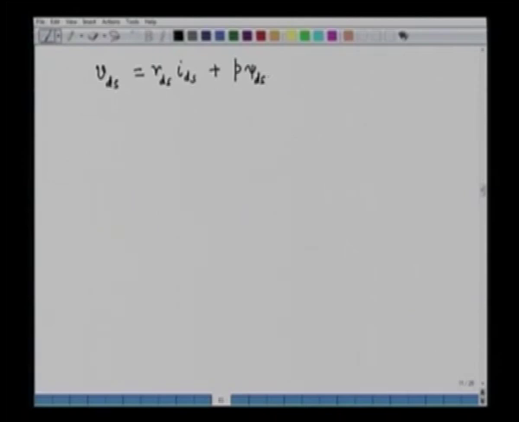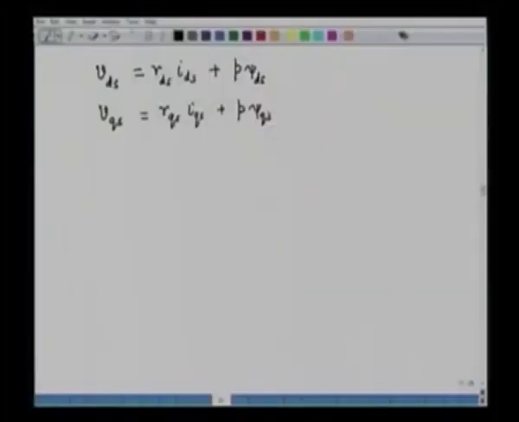In a similar way, I can write down the Q axis voltage equation in the stator, that's equal to RQS IQS plus P psi QS, and this winding is also stationary, and hence there is no rotationally induced EMF. I just have a statically induced EMF in the Q axis, that is P psi QS, and the psi are the flux linkages. Psi ds is the flux linkage in the D axis stator, psi QS is the flux linkage in the Q axis stator.